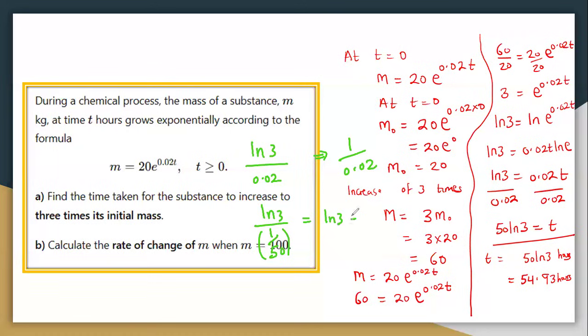So instead of saying ln 3 divided by 1 out of 50, which gives us ln 3 times 50 out of 1, 50 ln of 3. Okay, thank you, sir. Okay, good. Now we are trying part B. Let's do part B and see what we come up with.